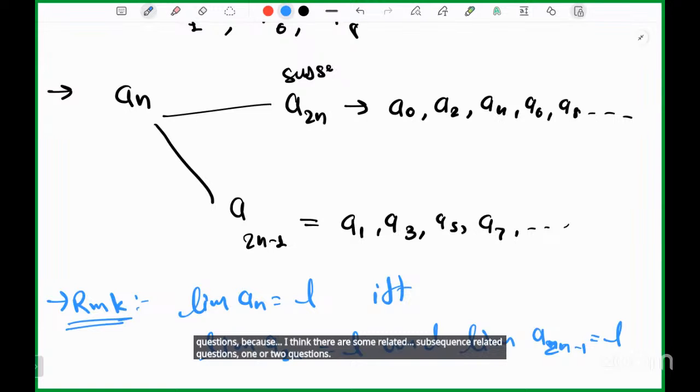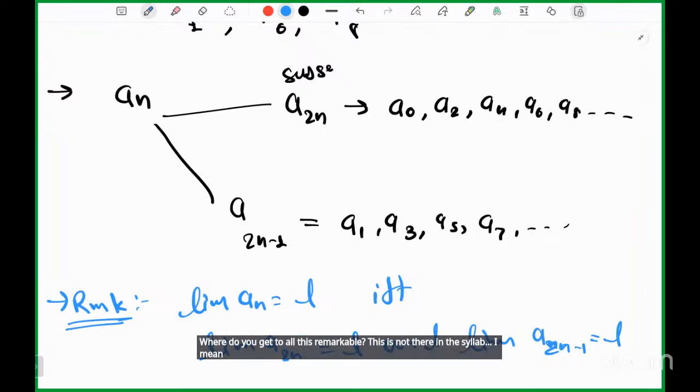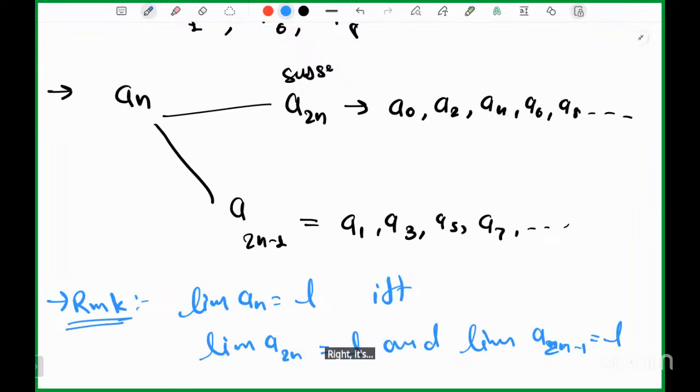Okay, is that clear? Where do you get all these remarks? This is not there in the syllabus, I mean, in the content which was explained. I'm trying to understand from where I can get all these notes. Is it like ChatGPT, or should I explore more on the net?